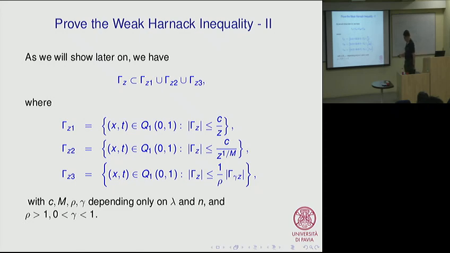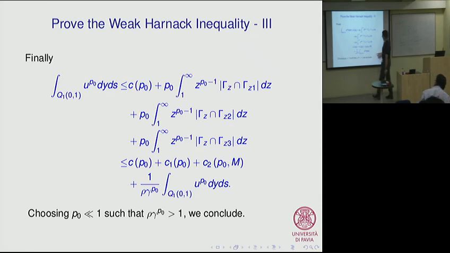If this is true, then it's easy, because we have this term, which comes from the integral between 0 and 1, and this is the integral between 1 and infinity. And now, since gamma z is contained in the union, this is split, and then here you have the intersection of gamma z with gamma z1, gamma z with gamma z2, gamma z with gamma z3, and then you rely on the information that you have on gamma z1 and gamma z2, so you know that the measure decays in a proper way, which allows you to integrate.